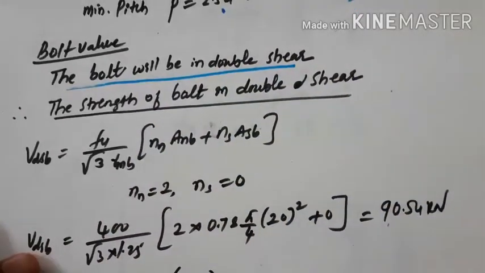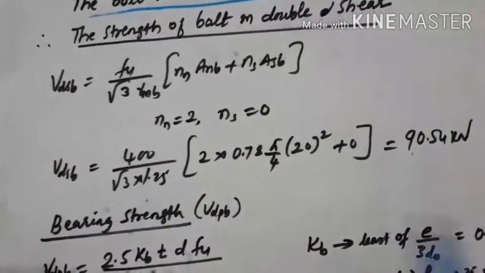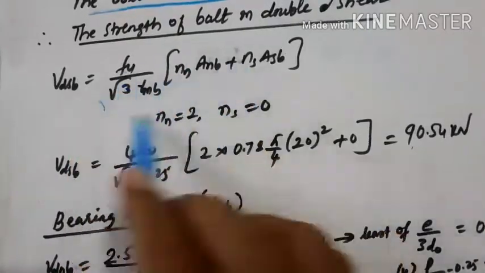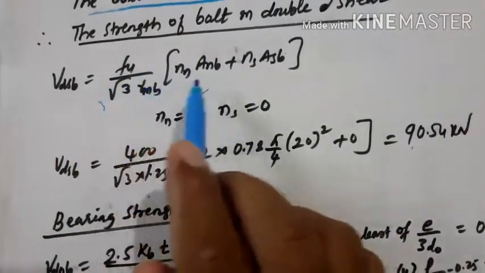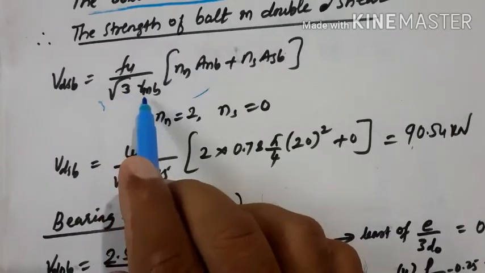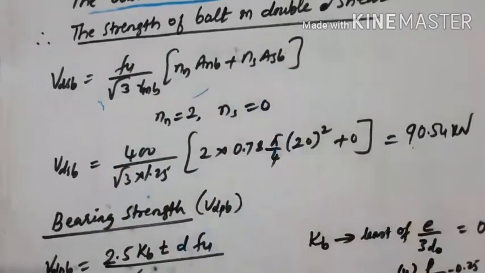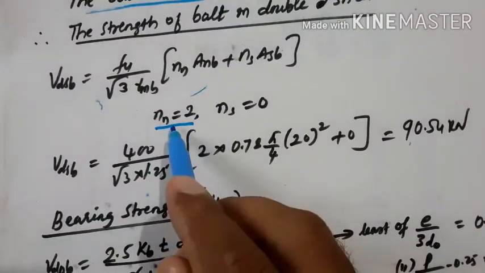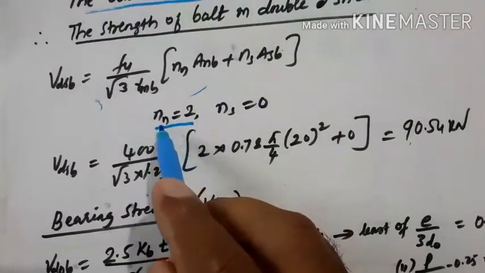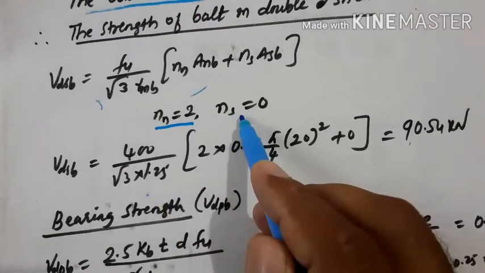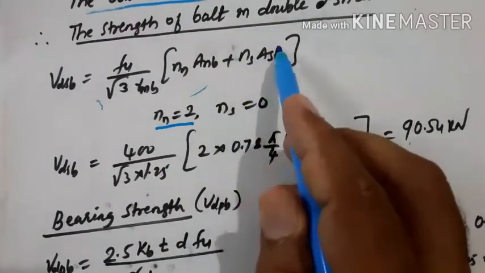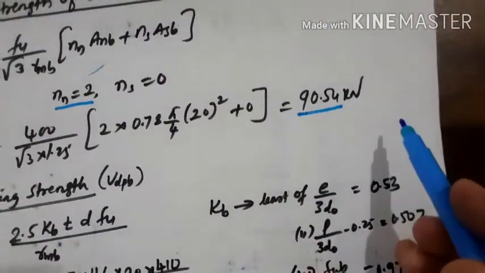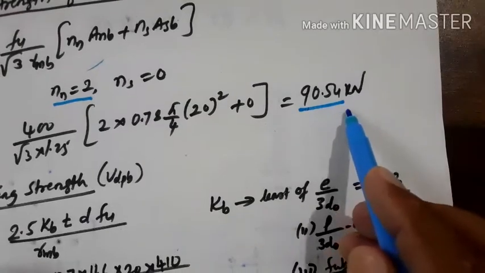I'll calculate first the strength in shear. This is the formula, you all know how to calculate the bolt value: Fu divided by root 3 into gamma mb, times (nn Anb plus ns Asb). I'm assuming the bolt will fail in the threaded portion, and I have taken it as 2 because I have assumed double shear, and the shank portion is 0 here, so this term vanishes. Finally I get the bolt strength in shearing, that is 90.54 kilonewton.